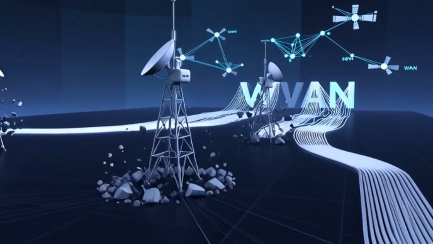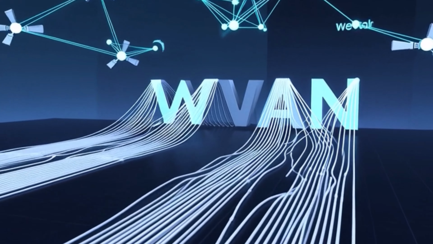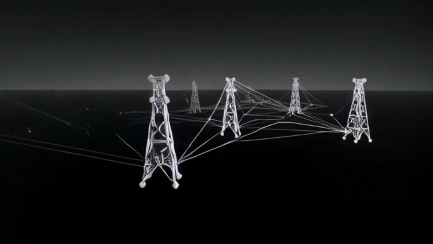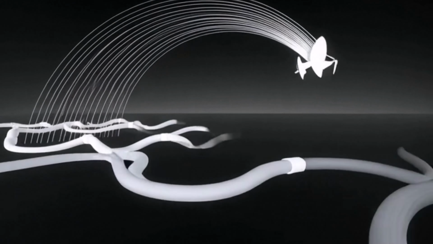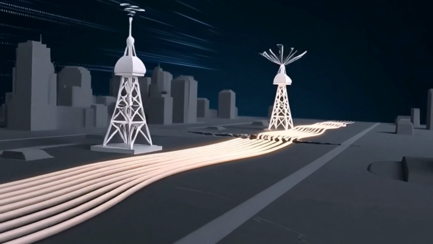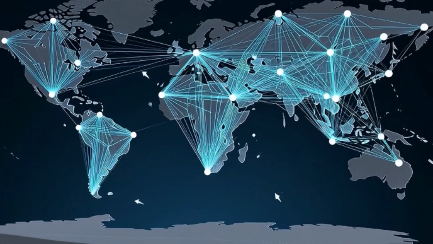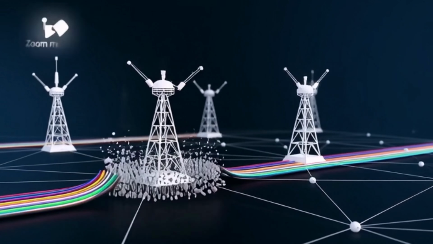Then we will see the wide area network, or WAN. A WAN is the largest type of network and uses a mix of technologies like undersea cables and satellite links. The most common example is the internet itself, which links millions of devices worldwide. It's what makes it possible to attend Zoom meetings, send emails across countries, or watch YouTube videos.